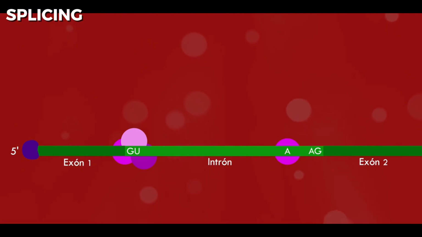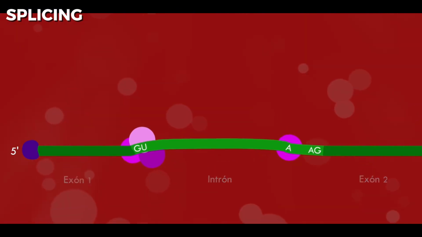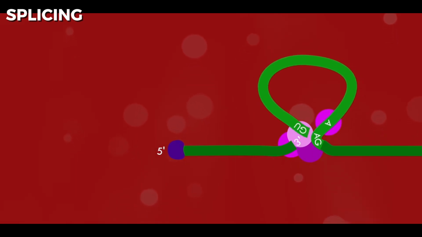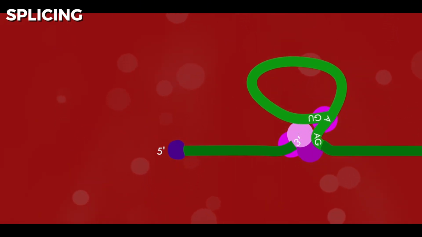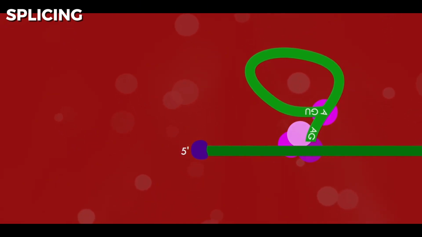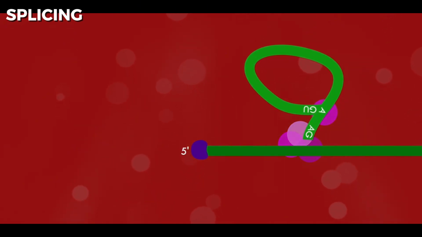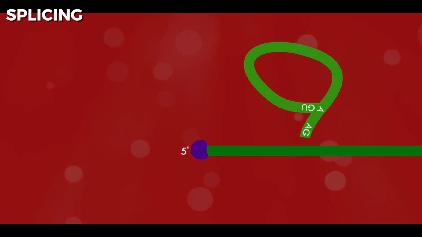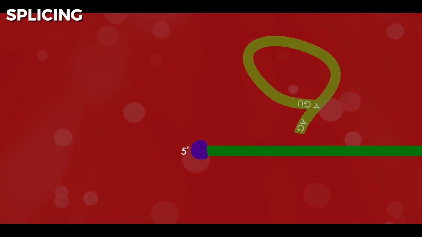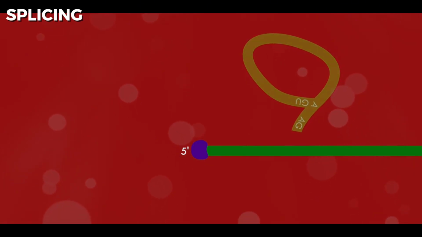First, the 2' hydroxyl group of the branch point A performs a nucleophilic attack on the phosphate at the 5' splice site. The intron is covalently linked to the branch point A, forming a lariat structure loop. Then, the 3' end of the exon now has a free 3' hydroxyl group, which will attack the phosphate at the 3' splice site. The exons are now ligated together by a normal 3' and 5' phosphodiester bond, while the intron lariat is released and will be subjected to degradation.